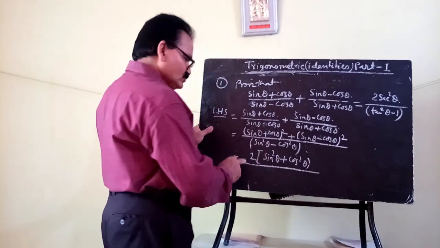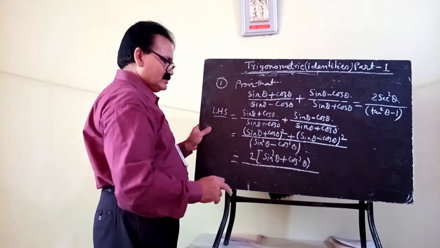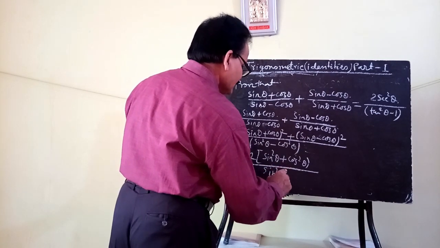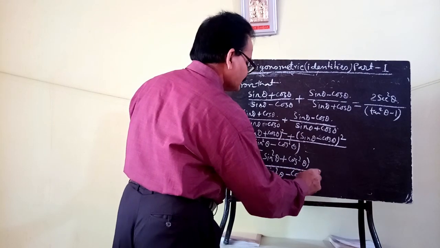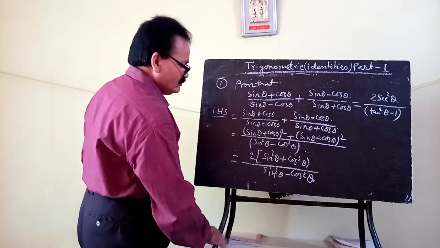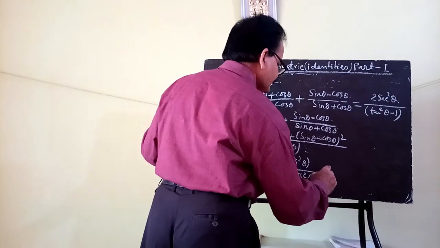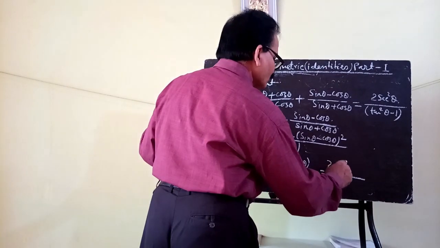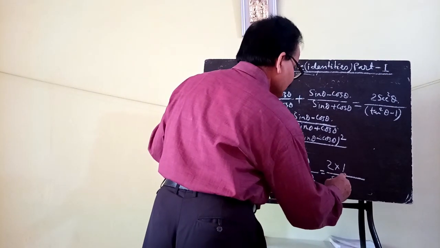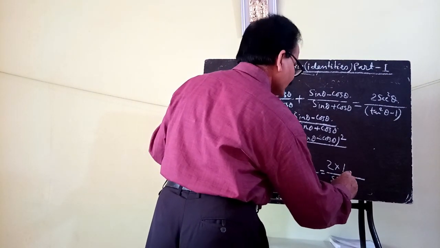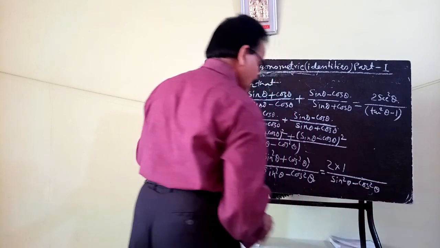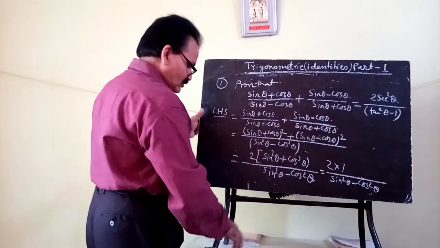So this is your 2a square plus b square. Okay, and in the denominator it is sin square theta minus cos square theta. Still RHS not yet come. Okay, now you see in this case, 2 into 1, because sin square theta plus cos square theta is your 1, and here this is your sin square theta minus cos square theta. So RHS not yet come.